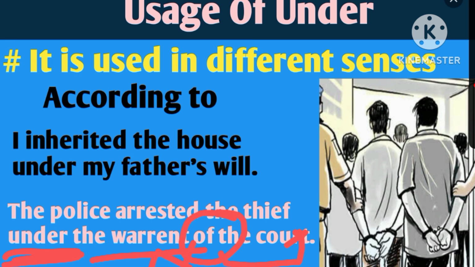So it means the police arrested the thief according to the warrant of the court, according to the decision of the court, according to the judgment of the court. Actually the court has provided this warrant, and according to this warrant the police has arrested the thief. My dear friends, I think the usage of under in the sense of according to is clear to you. Move on to the next slide.